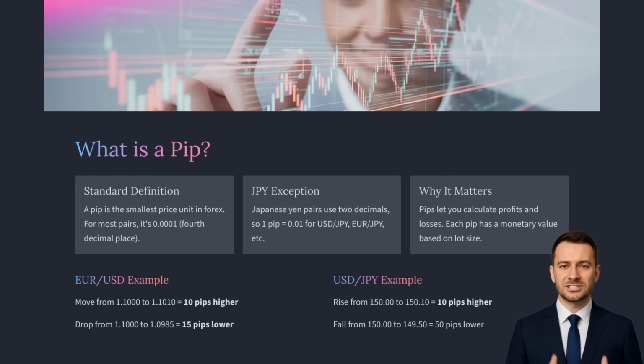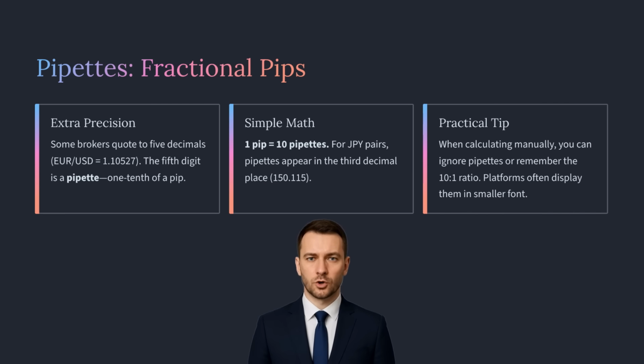We generally don't need to manually calculate these values because modern trading platforms do it for us, but it's good to understand that pip value = pip size ÷ exchange rate × lot size. You might have noticed some brokers quote prices to an extra decimal place. For instance, EUR/USD at 1.10527 instead of 1.1052.